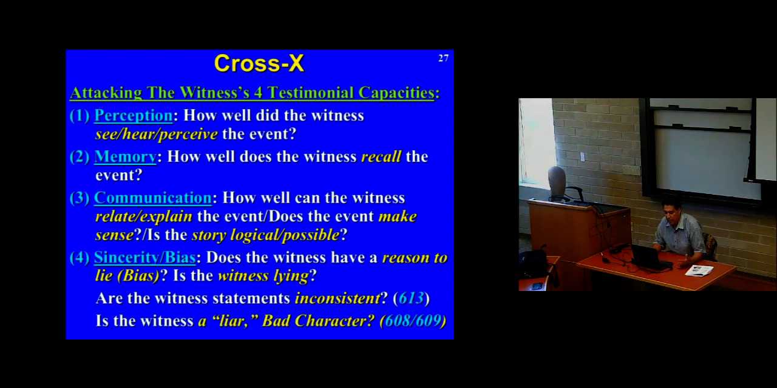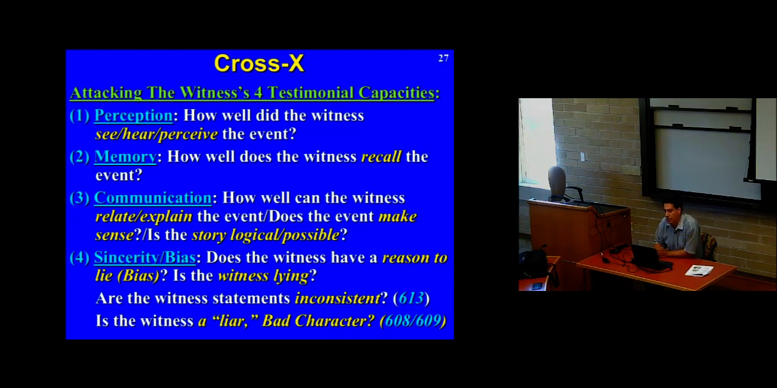But is the witness a liar? Do they have bad character for truthfulness? That would be more Rule 608 and 609, which deal with the character of the witness. Does the witness have a propensity to lie, as opposed to have we caught them in a lie, or have we caught them in a mistake? Numbers 1, 2, and 3, perception, memory, and communication, are more about catching the witness in a mistake.